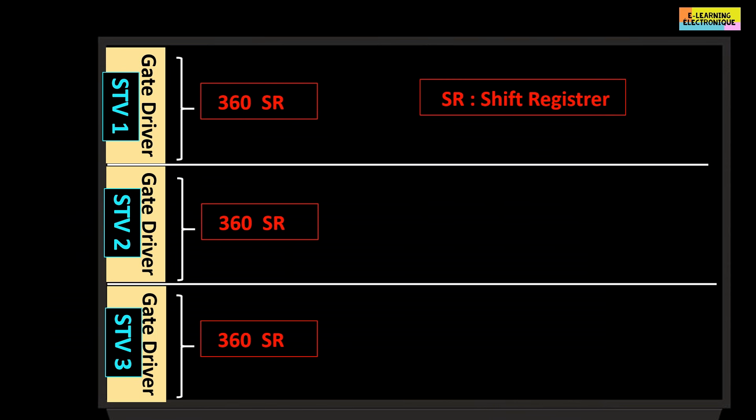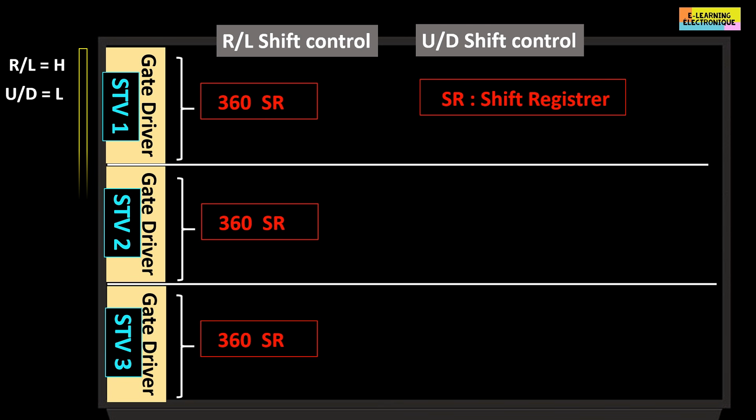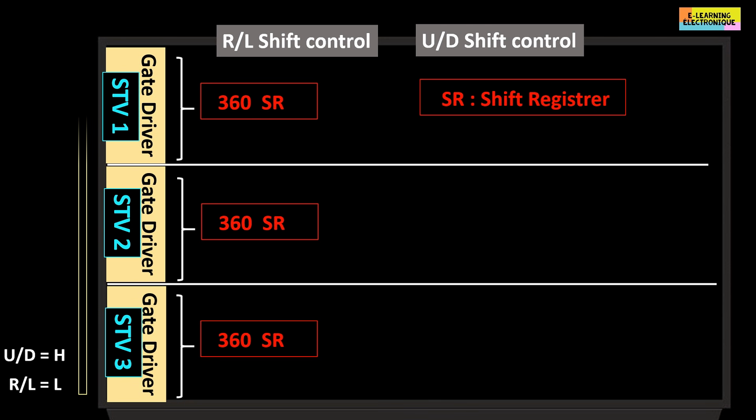Here is an example with 3 driver gates in series. The direction of the scan is determined by the configuration of some pins. On the datasheet, it is necessary to look for the inscriptions RL for right-left and, or, the inscription UD for up-down. In this example, the direction of the scan will be either from STV1 to STV3, i.e. from top to bottom, or in the opposite direction, from bottom to top, i.e. from STV3 to STV1.